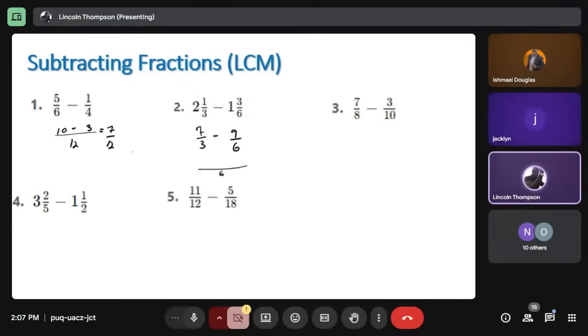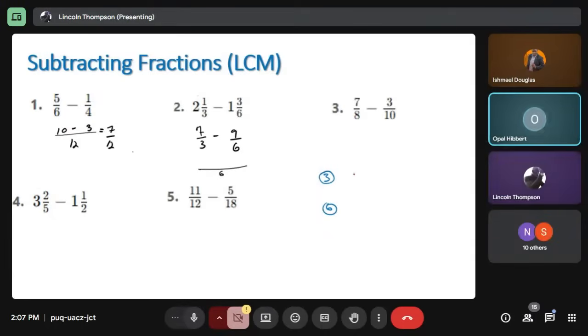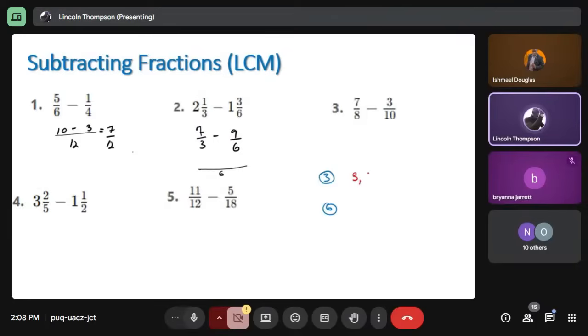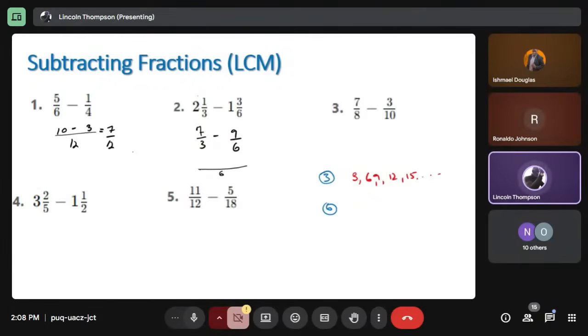And just a little bit of recap for the multiples. If we have our 3 and we have our 6, these are the numbers we're looking at. What's the first multiple of 3? 3. Remember, we have to include the number as well, because if you multiply 3 by 1, the answer is 3. So 3, 6, 9, 12, 15, 18, and so on.